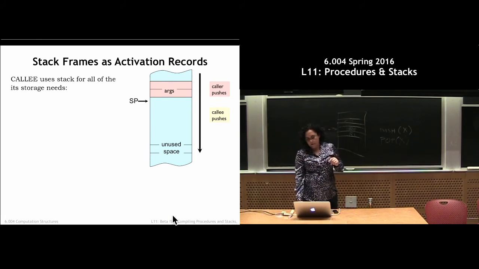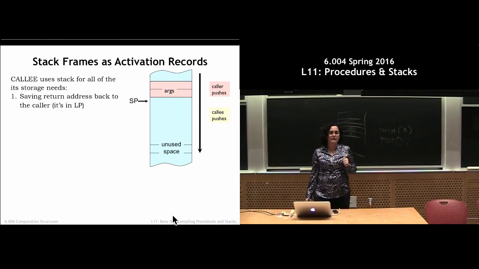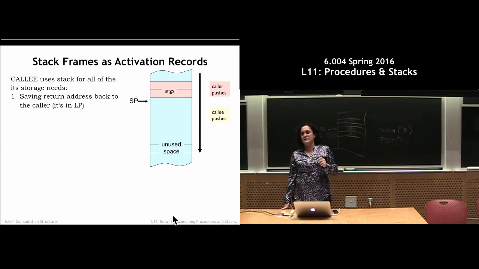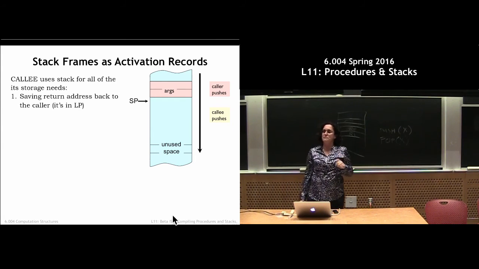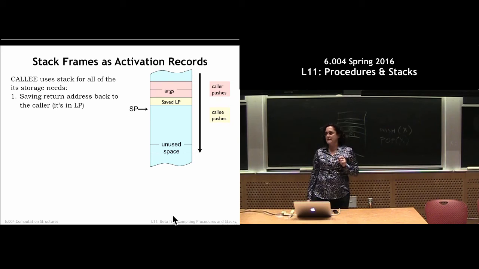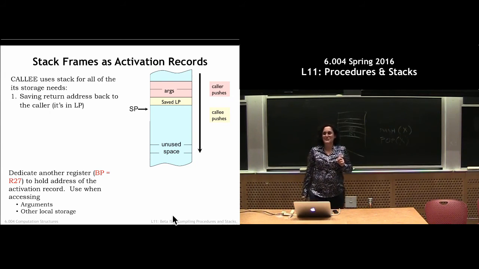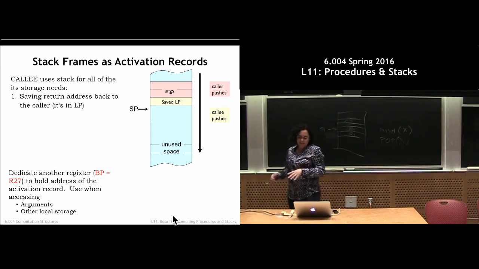Okay. Now, the callee uses the stack for everything that it needs to keep track of. So let's see what that is. The first thing that it's going to want to keep track of is this linkage pointer, which is the return address, right? So in order for it to be able to make recursive calls, you want to make sure that it keeps the value of what LP currently has in it. So the first thing that the callee is going to do is push the LP onto the stack.